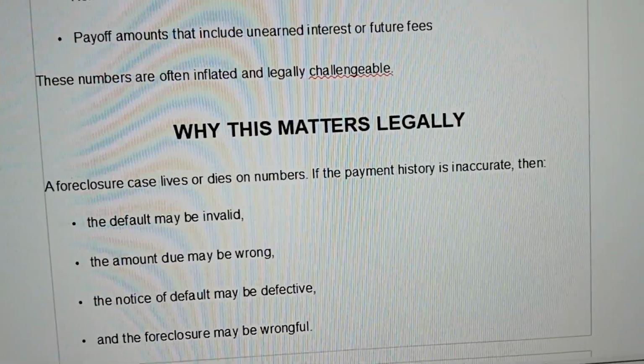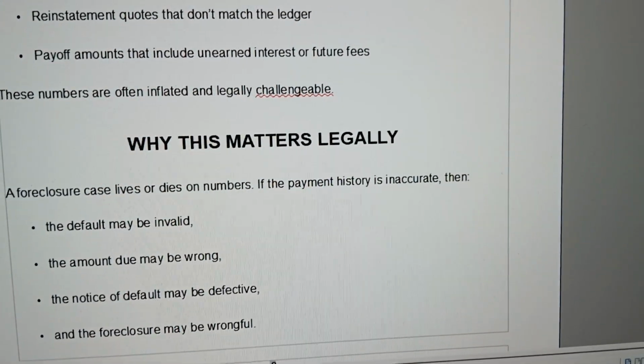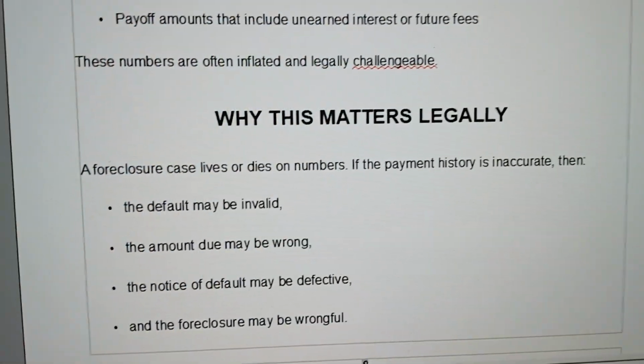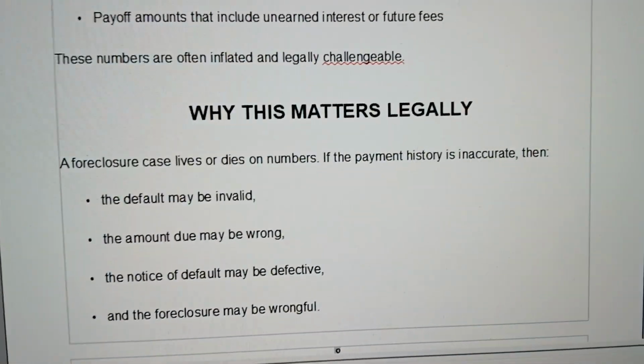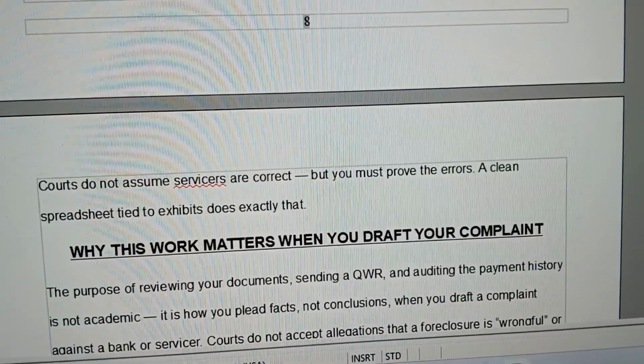Why does this matter legally? A foreclosure case lives or dies on numbers. If the payment history is inaccurate, then the default may be invalid. The amount due may be wrong. The notice of default may be defective, and the foreclosure may be wrongful.